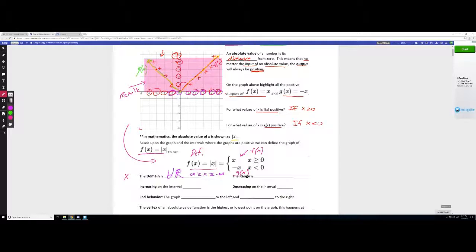All right. Now the range, remember range is output. Now, do you guys notice on the outputs, you start at 0 and then you just go all the way up to infinity for your outputs? You don't exist down here for this absolute value. Okay, because they didn't have positive outputs. Okay, so there's nothing for outputs when you go past 0.